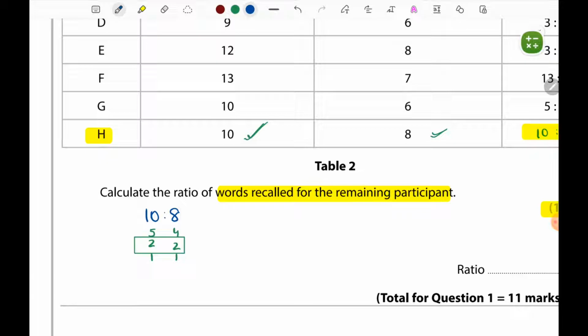So we can show 10 is to 8, and then we can write something like using common factor or using LCM, something like that you can mention and write. Show 10 divided by 2 is to 8 divided by 2. And then that is how you are simplifying. That becomes clear to the examiner.